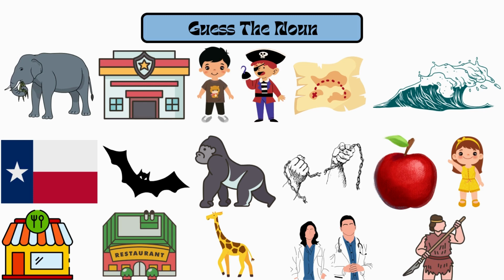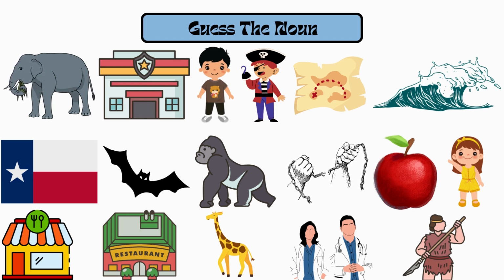What is this? Is this a person? Does it have human features? Does it have hands? Does it have feet? Does it have what humans have? No, it is not. Is this a place? No, because you can't visit this. Is this a thing? Yes, this is an object. This is a map. So we're going to label this T.